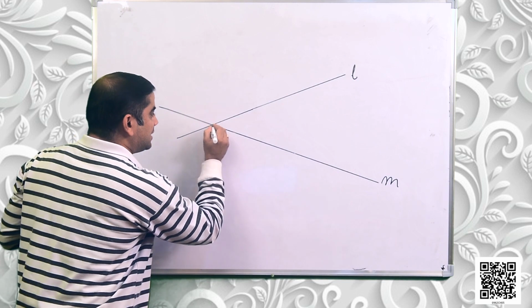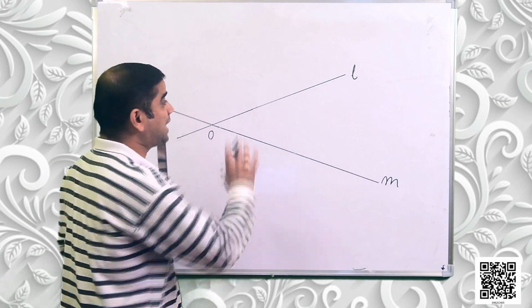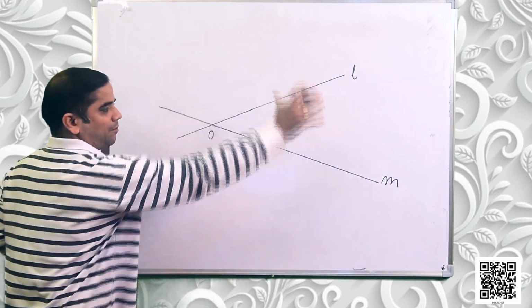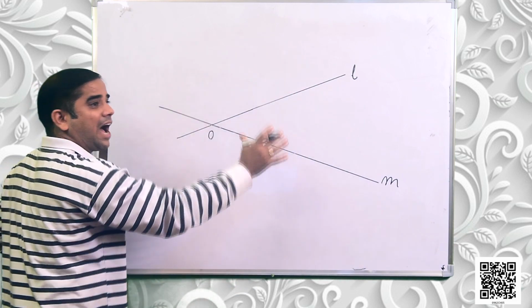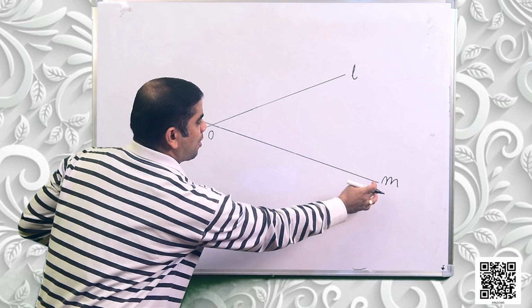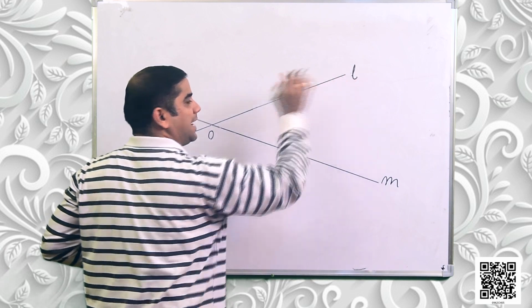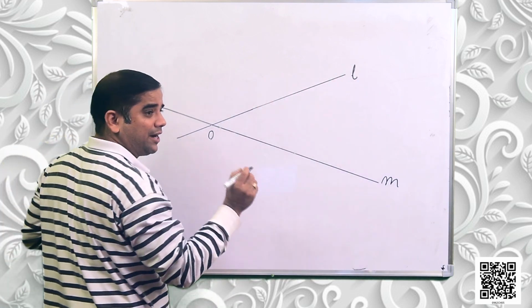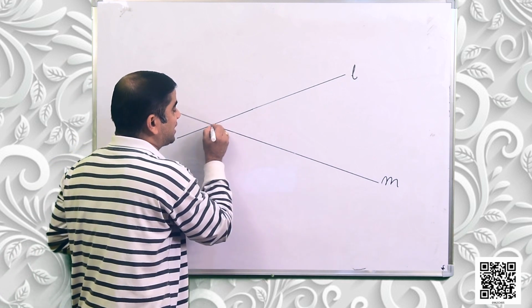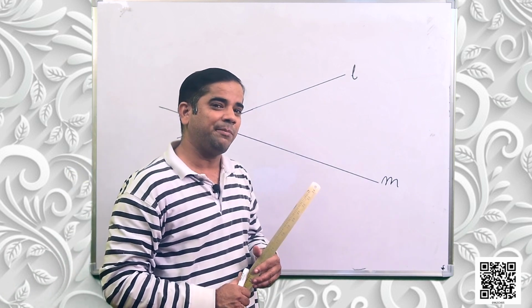So now point O lies on L and M as well. So they have only a single common point. You can very well see from this diagram that there never lies any other point which is common to both L and M. There are so many points on line M, there are so many points on line L, but there is a common point which lies on both L and M, that is the point of intersection, which is O in this case. Okay, hope you understood this theorem.